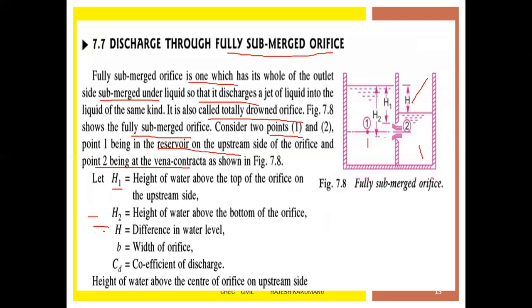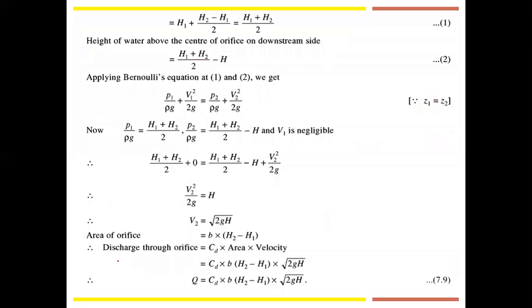H is equal to the difference in the water level, that is H2 minus H1. Now B is the width of the orifice, and CD is the coefficient of discharge. Then the height of water above the center of the orifice on the upstream side is given by H1 plus (H2 minus H1) by 2, that is equal to (H1 plus H2) divided by 2.